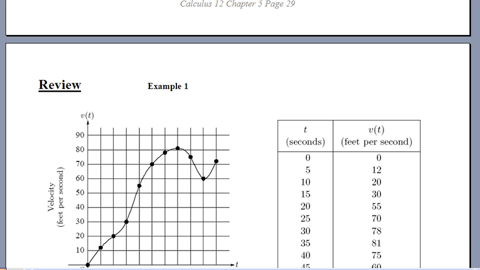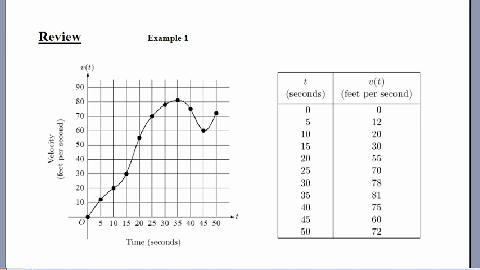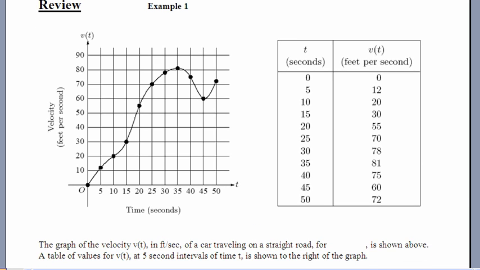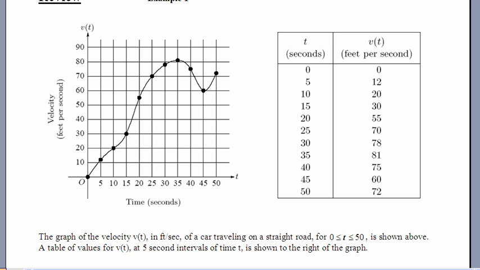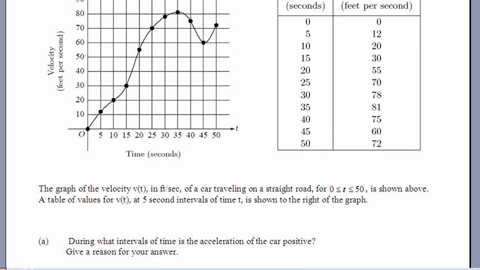It's an old AP exam question where they gave us a graph and even a few isolated points where we can actually see the y values. It's a graph of velocity versus time. And let's see what it says here. The graph of velocity versus time in feet per second of a car traveling on a nice straight road is there for 50 seconds. And they've even got the 5-second interval times over on the little table on the right.